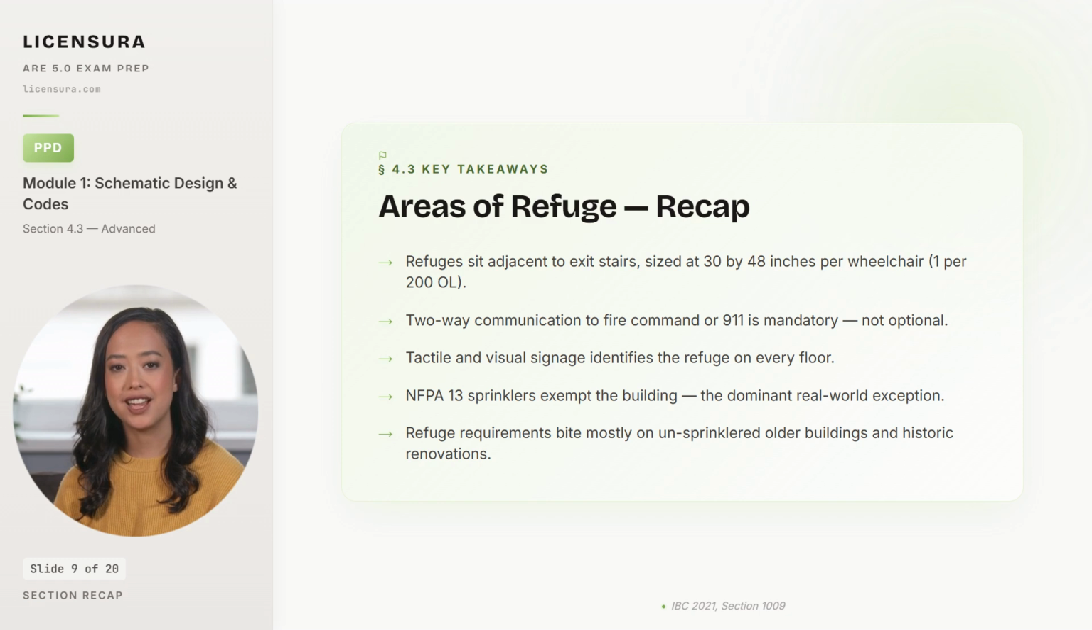Fourth, the NFPA 13 sprinkler exemption under Section 1009.3 is the dominant real-world exception and removes the refuge requirement from most new commercial and multifamily construction. And fifth, the requirement bites primarily on unsprinklered older buildings and on historic renovations where adding a refuge is part of the accessibility upgrade scope.